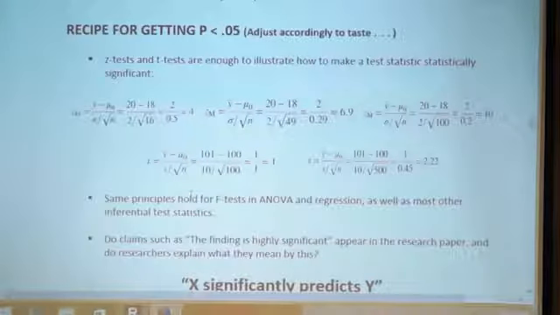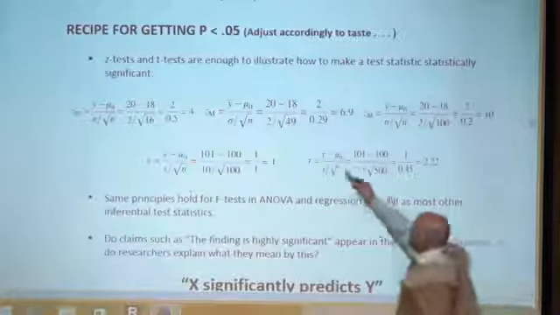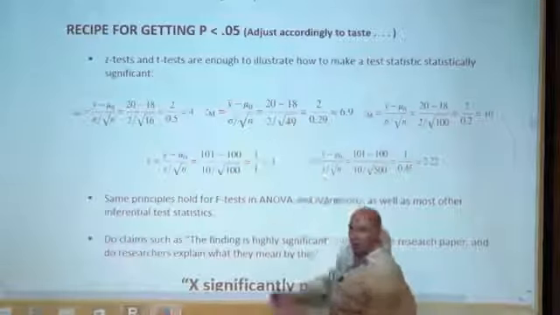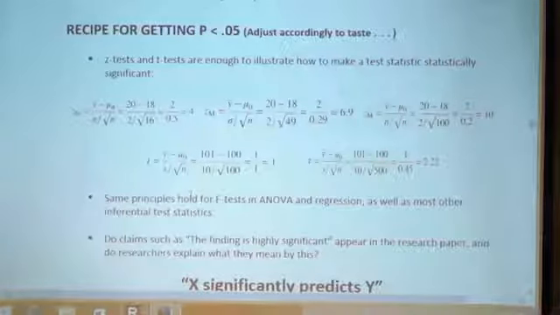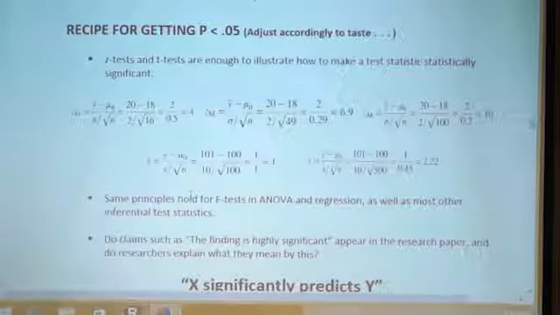But what if I want to boost it up? I could do it. Watch, I'm not going to change my effect. I'm not going to change my population standard deviation. I'm going to change my sample size from 16 to 49. What happened to z? Z increased to 6.9.